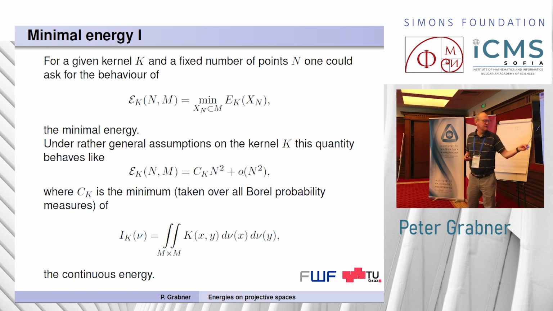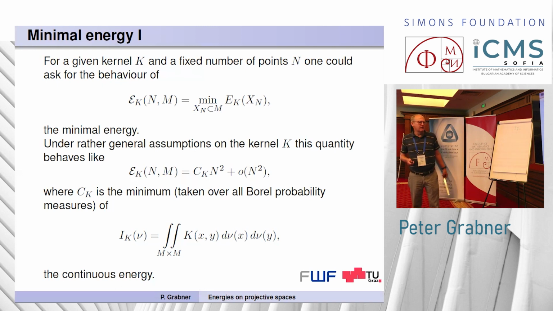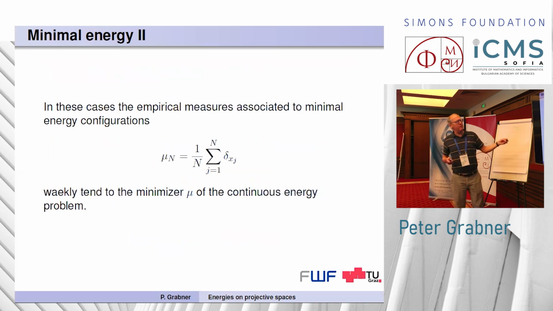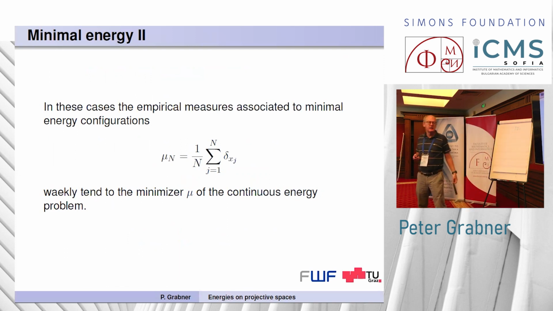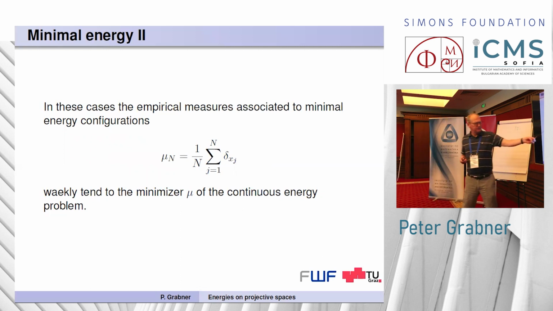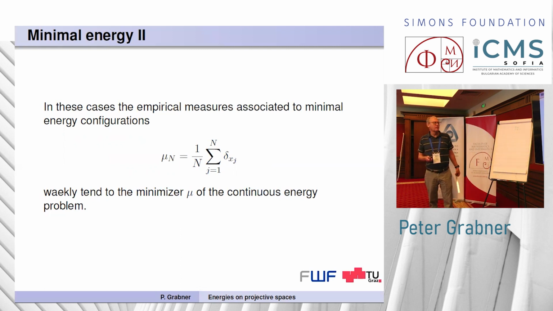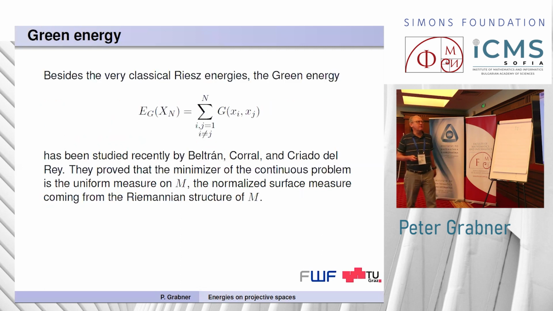Of course, one needs some assumptions on the kernel. Something like positive definiteness would be required. And then this energy is well defined, and one can discuss the properties of the minimizing measure. And then also as a general fact, if one takes the empirical measures associated to the minimal energy configuration and lets n tend to infinity, then these measures tend to the minimizer of the continuous energy problem. So these are the rather general facts.